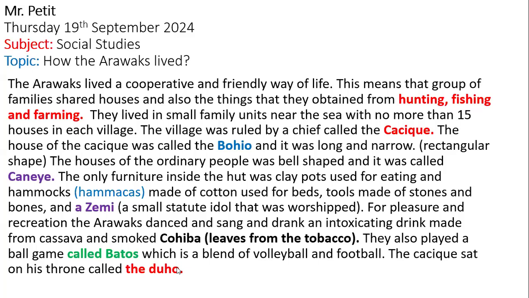For pleasure and recreation, the Arawaks danced and sang and drank an intoxicating drink made from cassava and smoked the big word, cohiba, leaves from tobacco. They also played a ball game called Batos, which is a blend of volleyball and football. The cacique sat on his throne called the Duho. Very good.